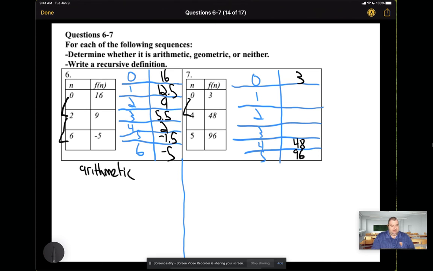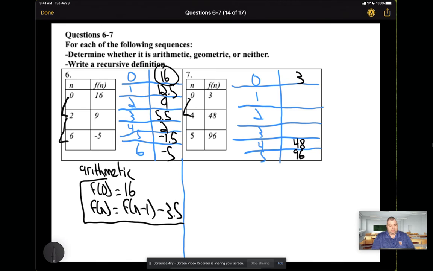So the recursive definition, so what is my f of 0? What is my starting term? My starting term is 16. So f of 0 equals 16. And then to get a new term, f of n, I'm going to take the previous term, f of n minus 1, and what am I going to do? I'm going to subtract 3.5. So f of 0 equals 16, and f of n equals f of n minus 1 minus 3.5. So that right here is my recursive for number 6.